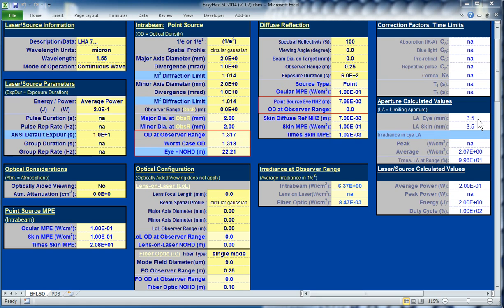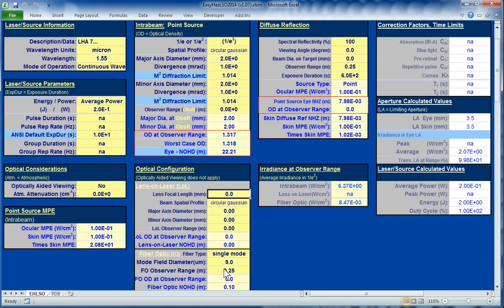This wavelength range has a limiting aperture of 3.5 millimeters. So with a 2 millimeter beam diameter, almost 100% of the beam, 99.8% of the beam, is passing. We have an NOHD of 22.21 meters. Skin MPE and ocular MPE are the same, so yep, the nominal skin hazard distance equals the nominal ocular hazard distance.